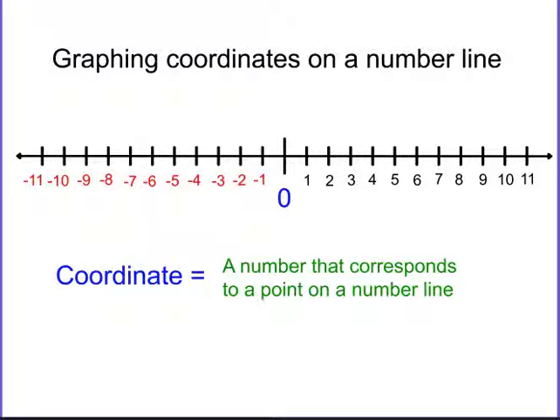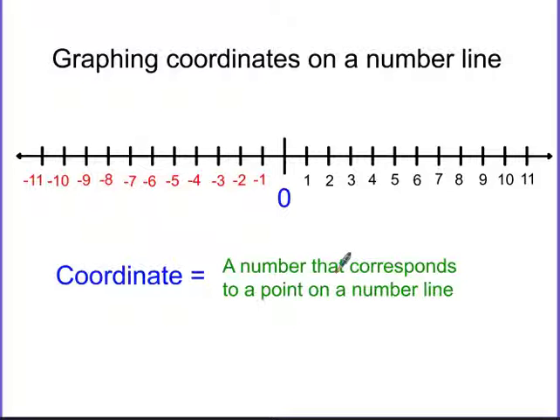We're going to graph some coordinates on a number line. A coordinate is a number that corresponds to a point on the number line. We've already done some graphing this year, so this isn't too big of a deal. Again, the one thing to remember is that when you're working with negative numbers, you have to read from right to left instead of from left to right. That changes things around a little bit. Can make it a little bit tricky.